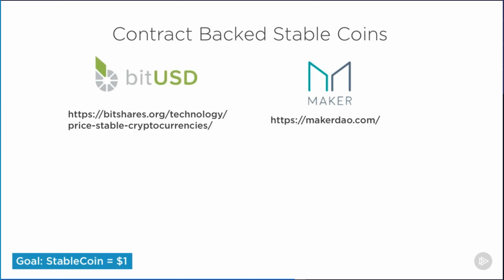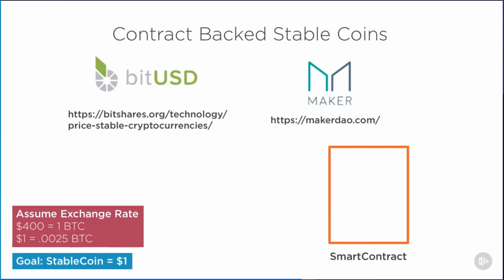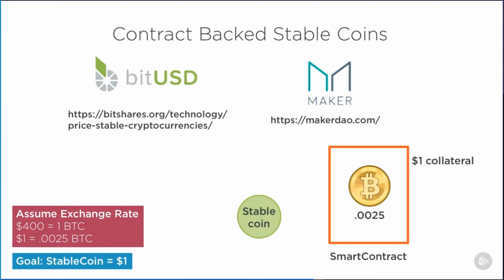To get one stablecoin, I deposit $1 US worth of Bitcoin into a contract, which at $400 per Bitcoin is 0.0025 BTC. This smart contract is an automated program running on the BitShares platform in the case of BitUSD, or Ethereum for MakerDAO. Once I deposit the $1 US worth of Bitcoin, 0.0025 BTC, the contract sends me one stablecoin. I can get that Bitcoin back at any time by returning the stablecoin to the contract.